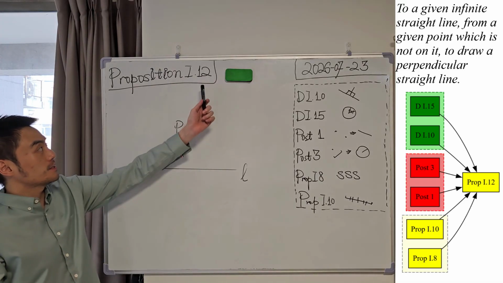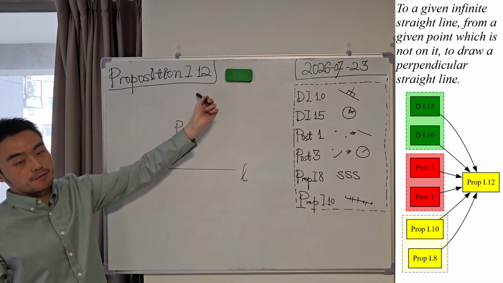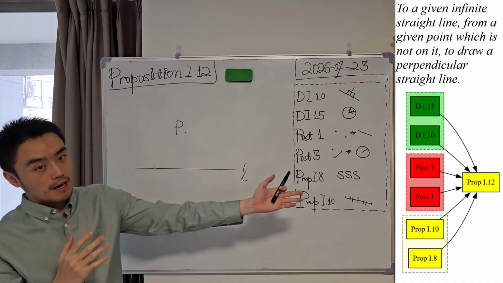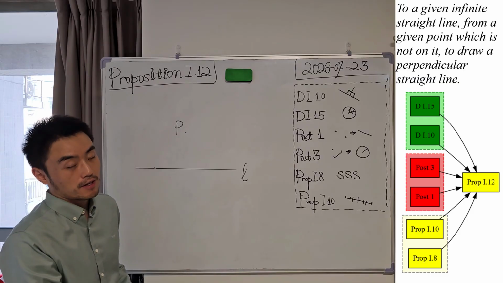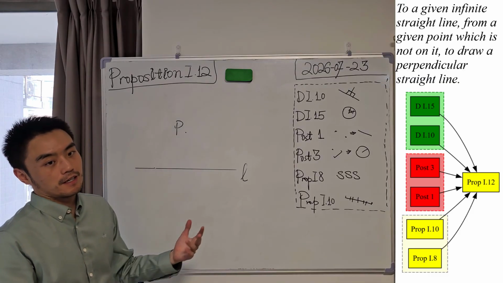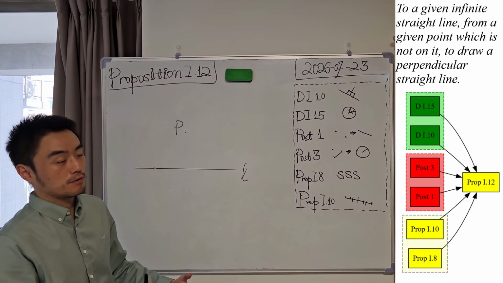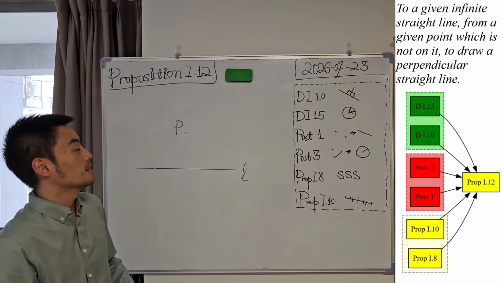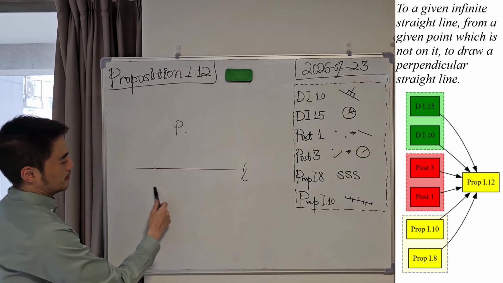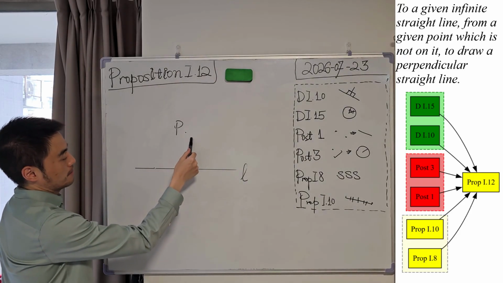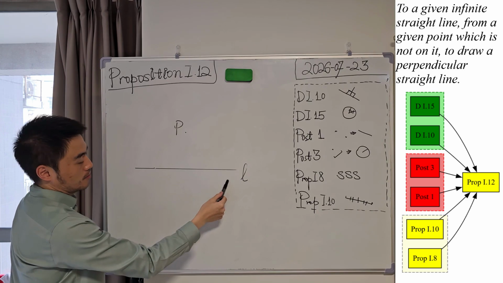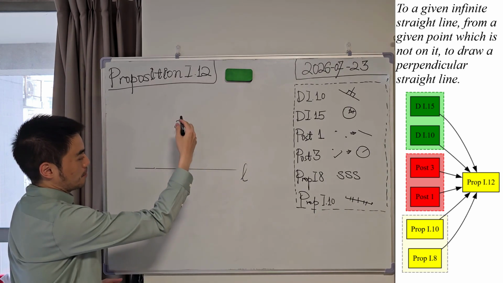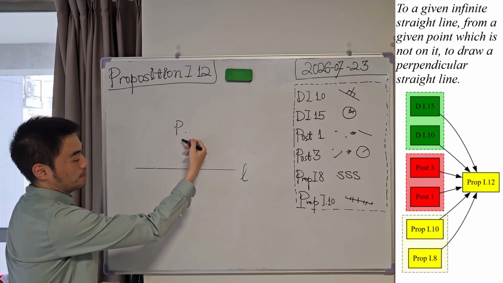So this proposition is pretty similar to the previous one, proposition 11. It declares that given a straight line and a point not on this straight line, we are able to construct another straight line which is perpendicular to the given one and goes through the given point, okay? So for example, we are given this straight line L and a random point P not on the straight line L, then we can make a straight line perpendicular to L and through P, okay?